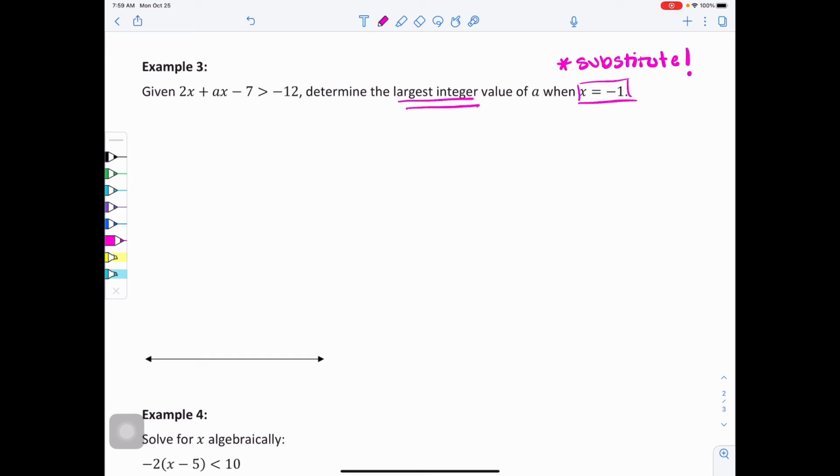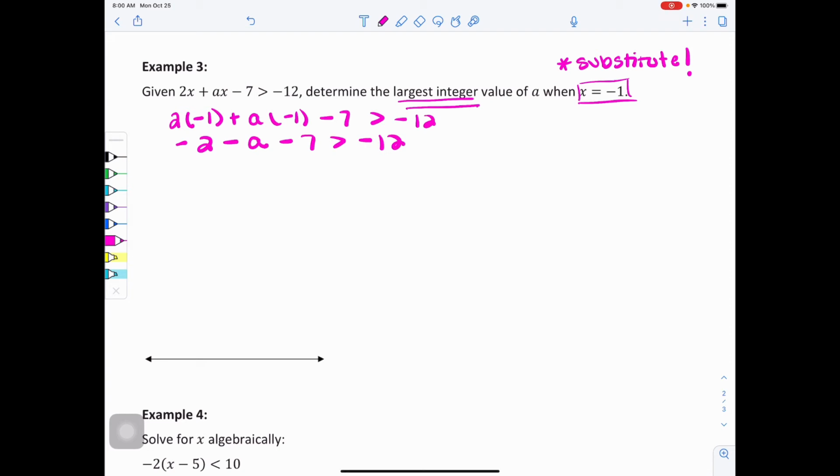So that inequality is now going to be 2 times, every time I see x, I'm going to put a -1 in parentheses. So a -1 here, here. Now there's my new inequality. So 2 times -1 is -2. A times -1 would be -a. Then we still have -7 and then greater than -12.